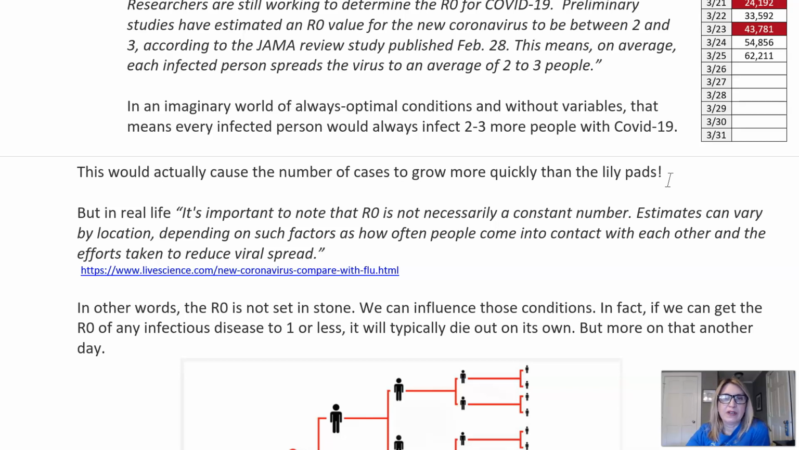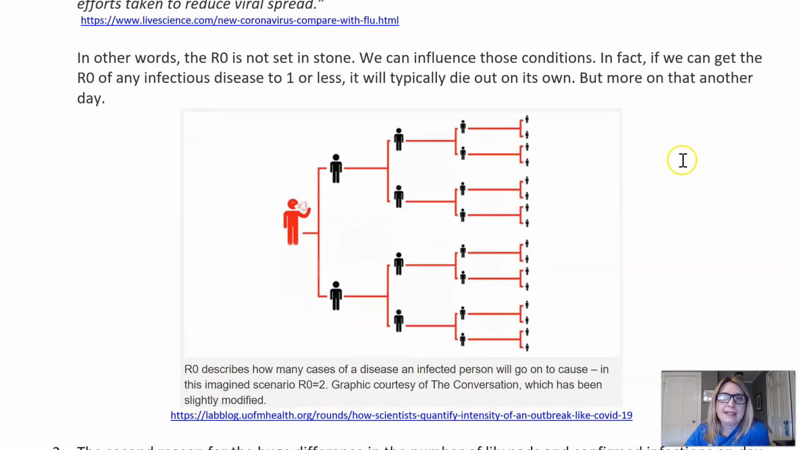And the estimates vary by location, and it also depends on factors like how often people come in contact with other people and efforts taken to reduce viral spread. So, for example, social distancing. And there's my source, livescience.com. So in other words, R naught is not set in stone. We can influence those conditions.